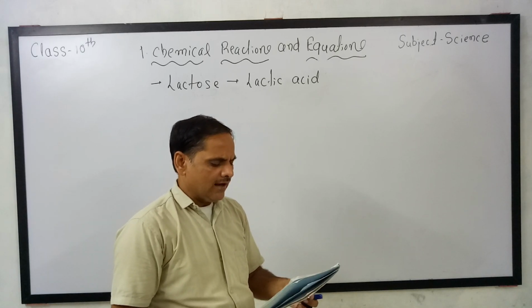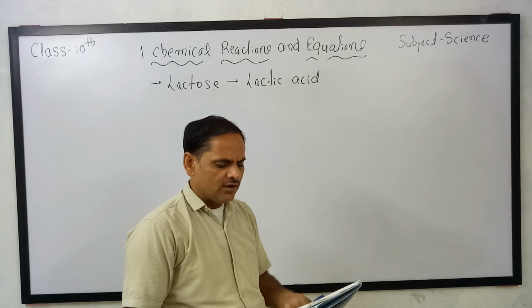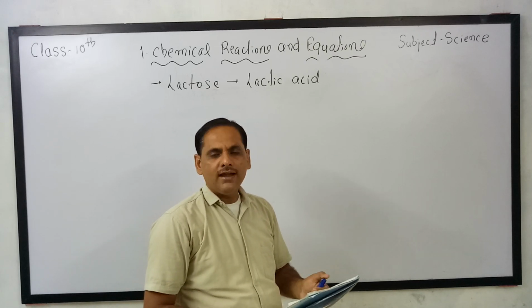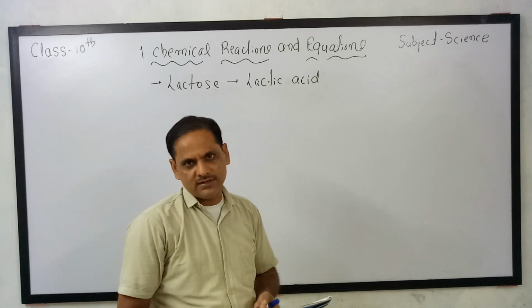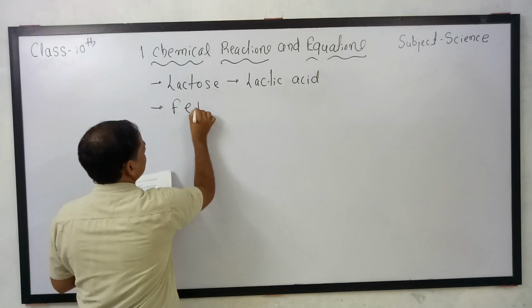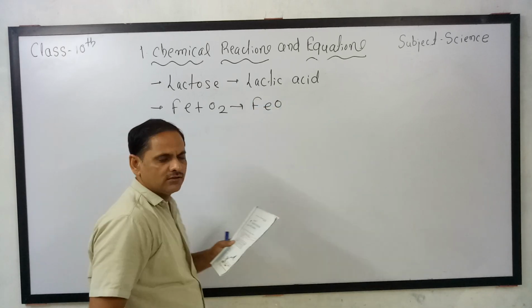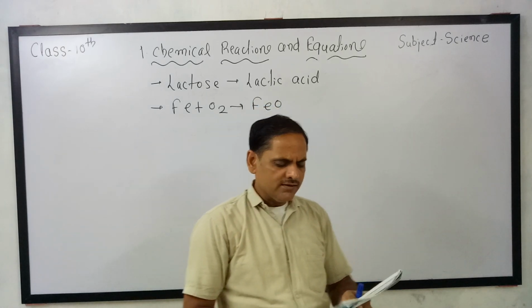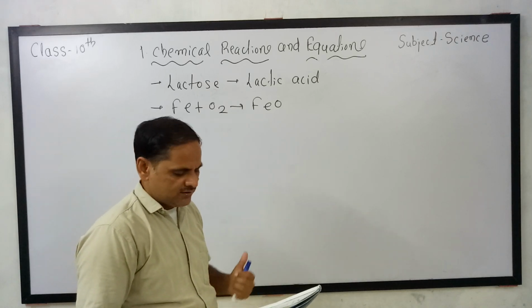Second example: iron tawa, pan, or nails left exposed to a humid atmosphere. Humid atmosphere means a moisture-related atmosphere. Iron reacts with oxygen and gives iron oxide. This is called corrosion. This is another example, and it is also an example of chemical change.